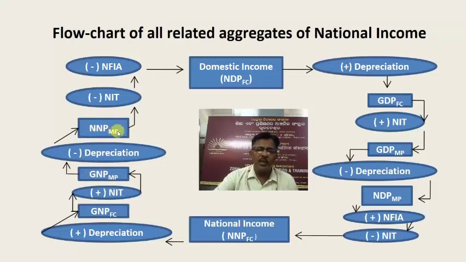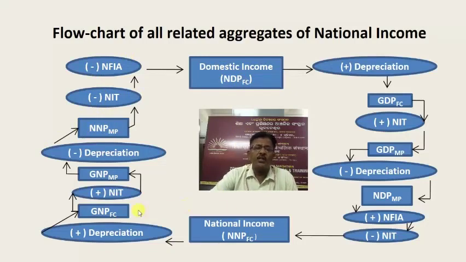From NNP at market price, if you want to derive NDP at factor cost, what will you do? From national to domestic. First, market price minus NIT, so it will be factor cost. Then from national concept to domestic concept, you have to deduct NFIA, net factor income from abroad, because domestic concept does not include net factor income from abroad. Therefore, NNP minus NIT minus NFIA is equal to NDP at factor cost.